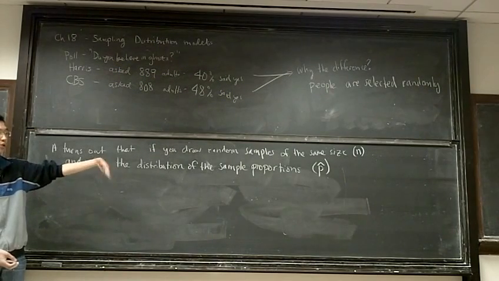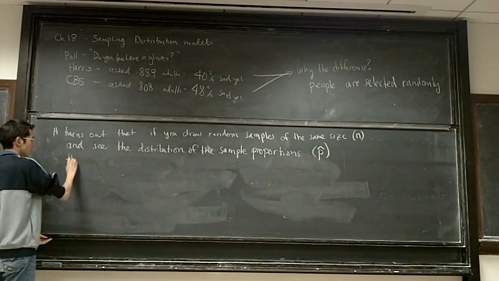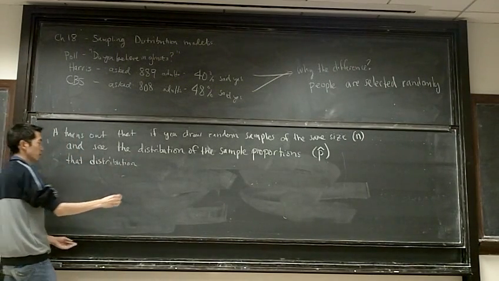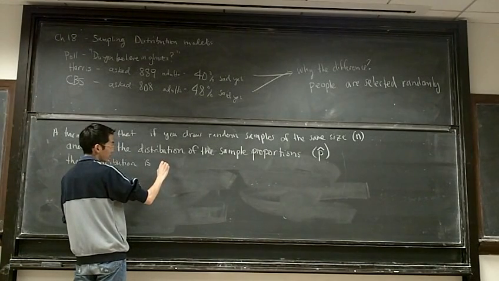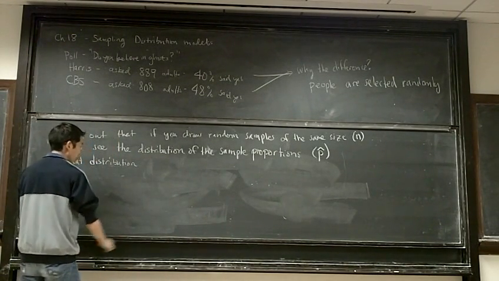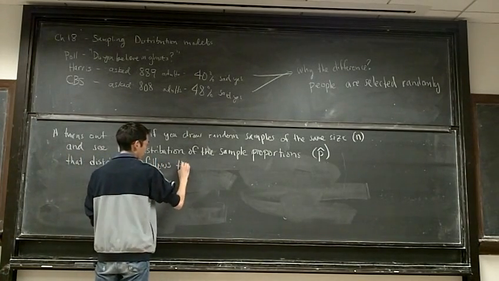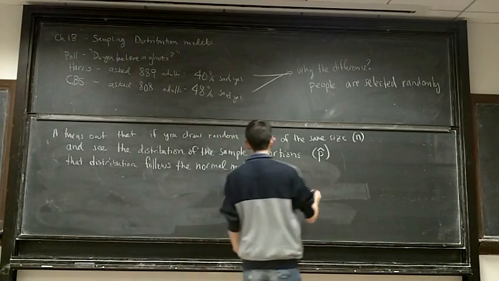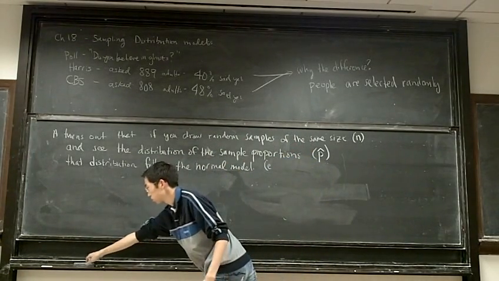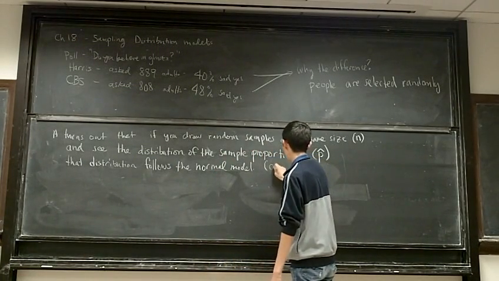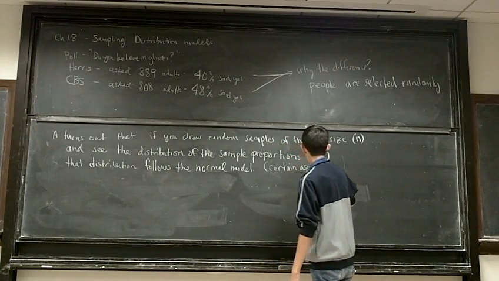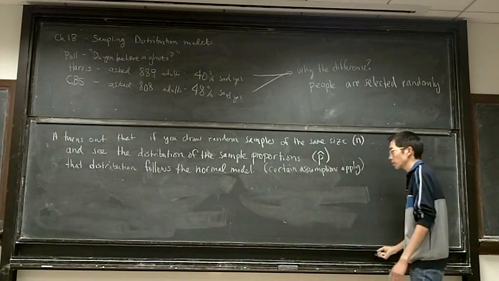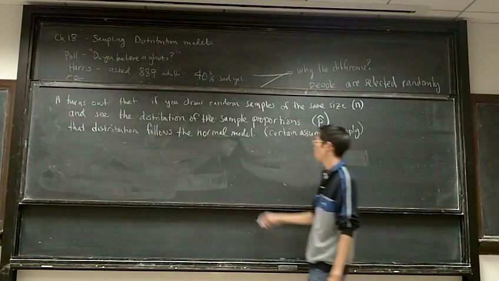So if we look at the distribution of those sample proportions, that distribution follows the normal model, as long as certain assumptions apply.